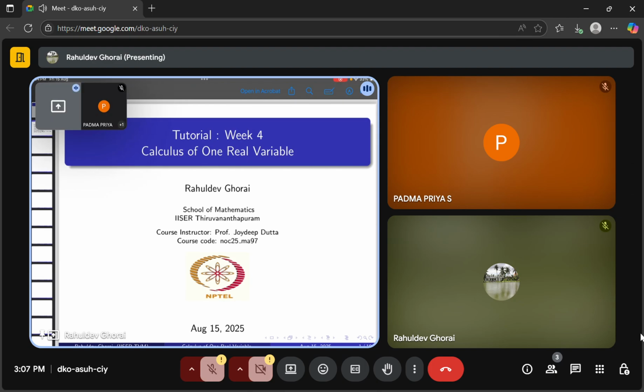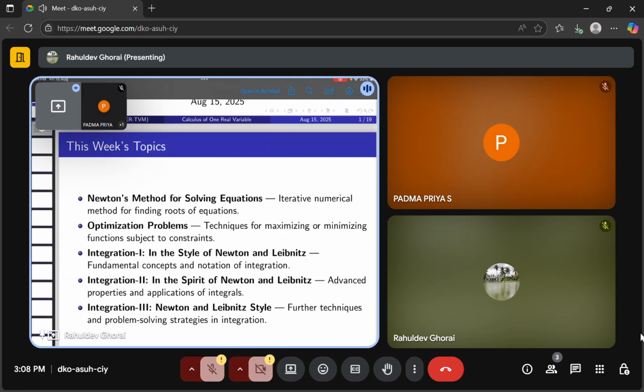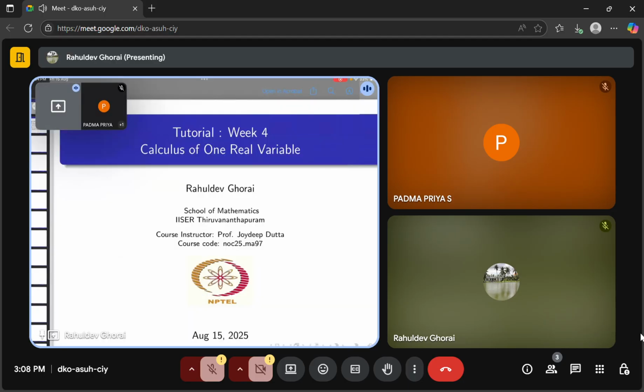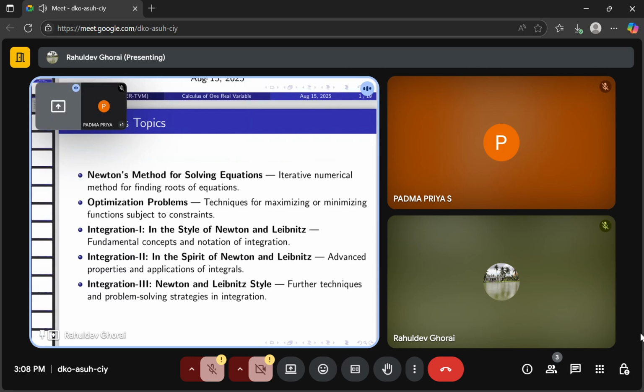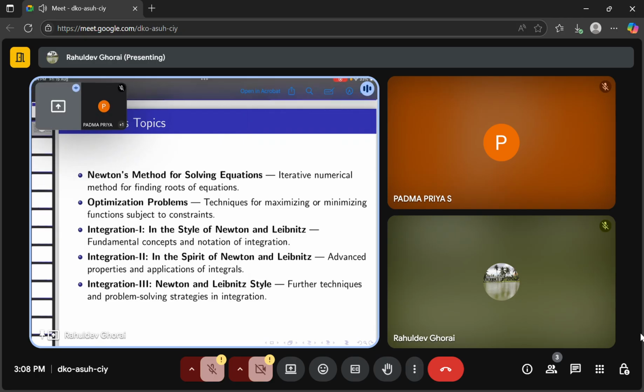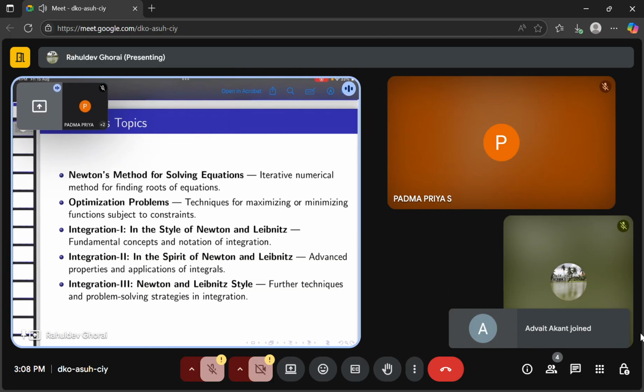Okay. Happy Independence Day, everyone. So let's start today's lecture. Tutorial session of week 4 of calculus of real variable. This is Rahuldev Ghorai from School of Mathematics, Science, Thiruvananthapuram. This week's topics were Newton's method for solving equations using iterative numerical methods for finding the root of the equation mainly. And then optimization problem, mainly the minima maxima, which we saw already, and in the integration, mainly three types of integration. We'll mainly be solving these in today's class.